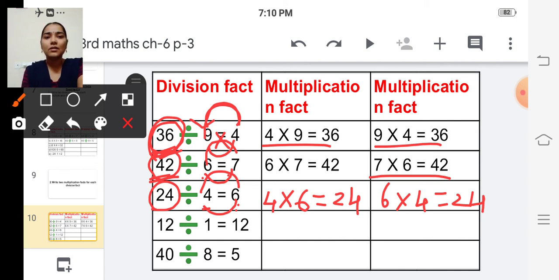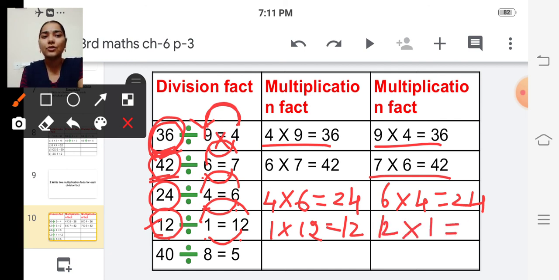The next one, 12 divided by 1 which is equal to 12. So here the dividend is the product. So 12 is the product. So first multiplication fact is 1 into 12, which is equal to 12. And next one is 12 into 1. So 12 into 1, which is equal to 12. Okay, have you all understood?